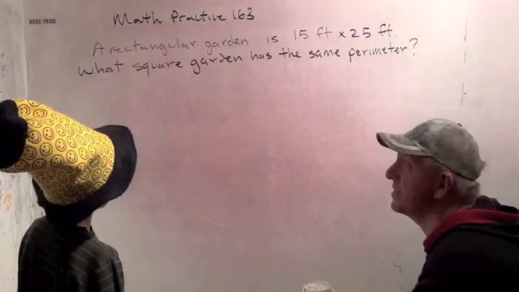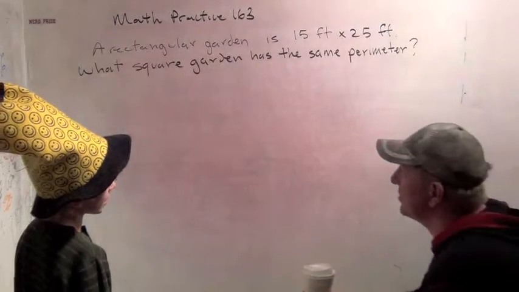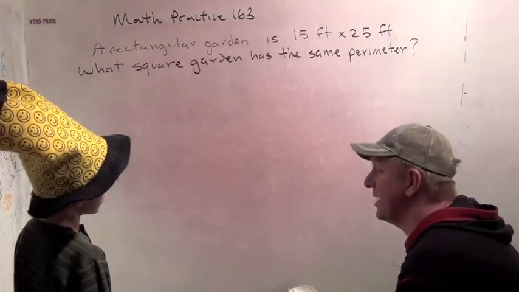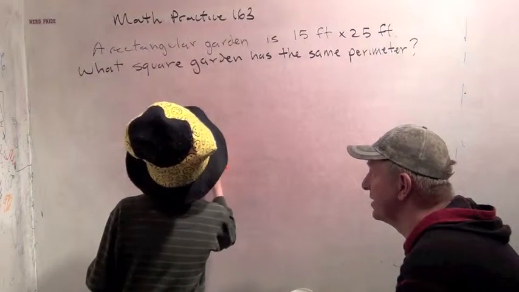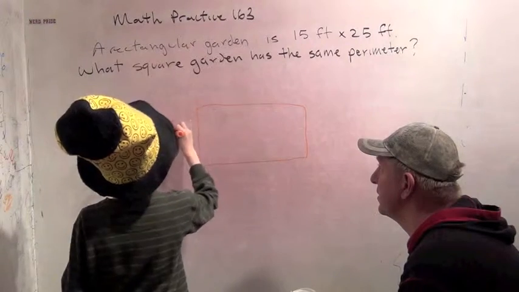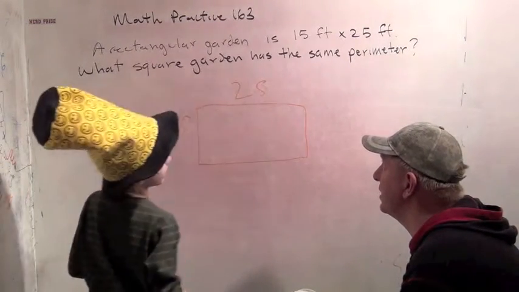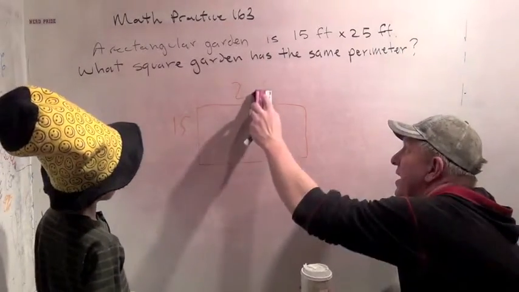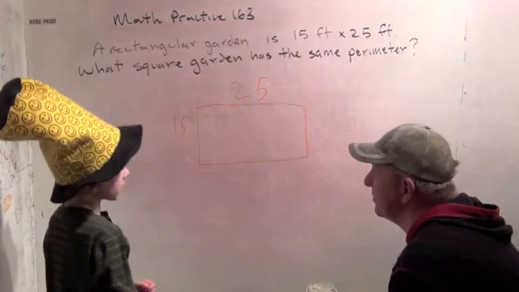Where are those gardens? I don't see them anywhere. We could draw a picture. Oh, it's a geometry problem, so drawing pictures is a great idea. Go ahead. Drawing a picture is a really smart idea. 15 by 25. We can say this is 15 and this is 25. Gotta work on those fives. There you go. That's a good 5.